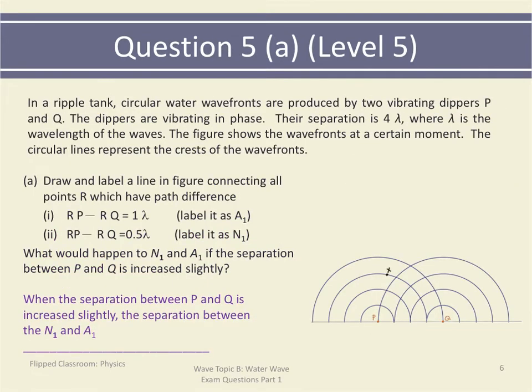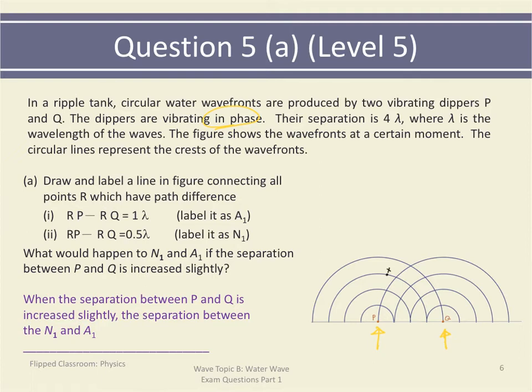For question 5, in a ripple tank, circular water wavefronts are produced by two vibrating dippers, P and Q. The dippers are vibrating in phase. The separation is 4 lambda, where lambda is the wavelength of the waves. The figure shows the wavefronts at a certain moment. The circular lines represent the crests of the wavefronts. Now you are asked to draw and label lines in the figure, connecting all the points R which have the path difference 1 lambda and the path difference 0.5 lambda.